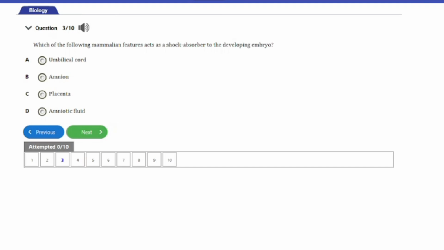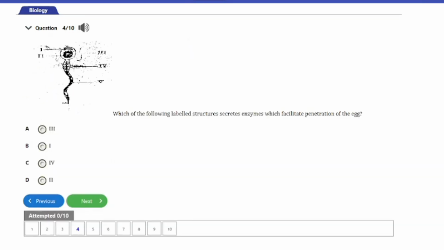That's question number 3 here. It says, which of the following mammalian features act as shock absorber to the developing embryo? We have A, umbilical cord; B, amnion; C, placenta; and D, amniotic fluid. So guys, the answer to this question is option D, the amniotic fluid. The amniotic fluid helps to serve as a shock absorber to the developing embryo. And that's it for that question. Let's go ahead and consider the next question. That's question number 4 here.